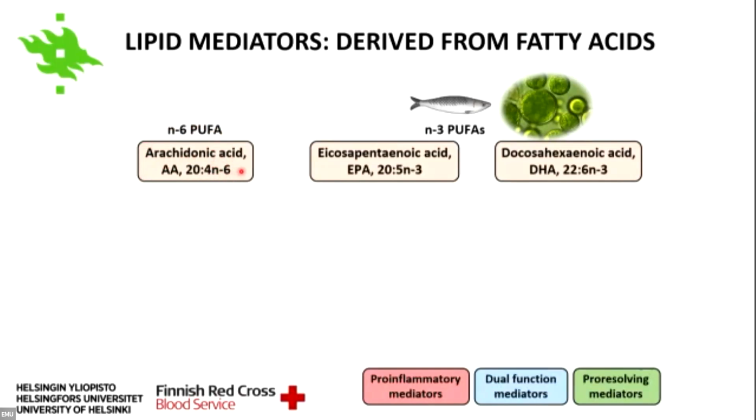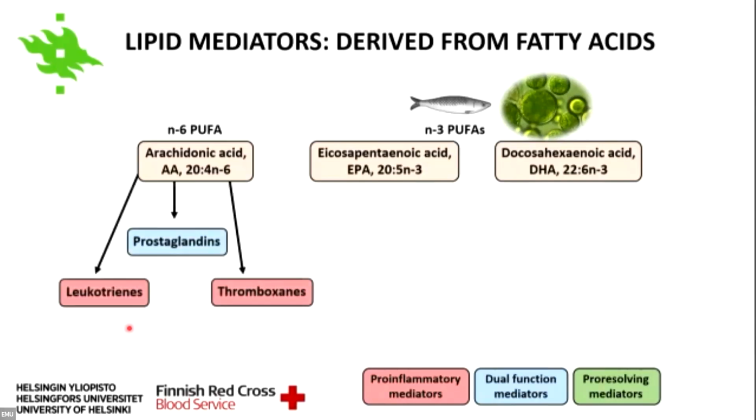And the N6 just means the place of the first double bond in the fatty acid family. Arachidonic acid is a precursor of mainly pro-inflammatory lipid mediators: prostaglandins, leukotrienes, and thromboxanes. But prostaglandins have a very weird role because they can also have anti-inflammatory effects. And arachidonic acid is also a precursor of pro-resolving mediators called lipoxins.